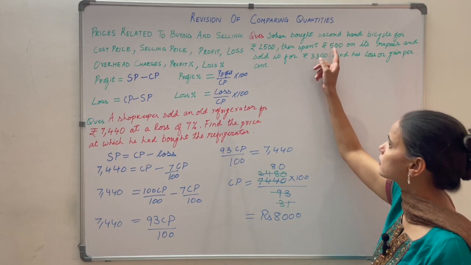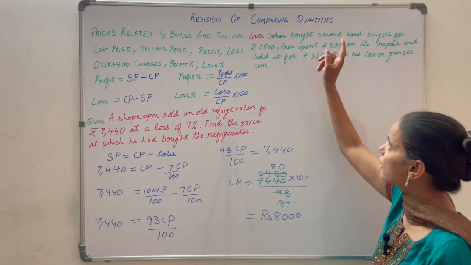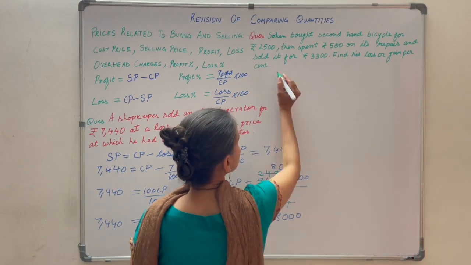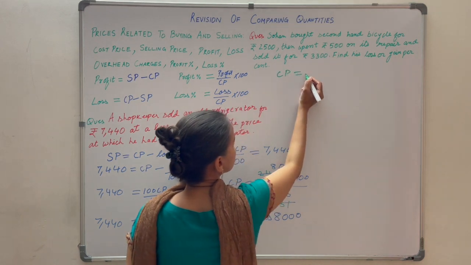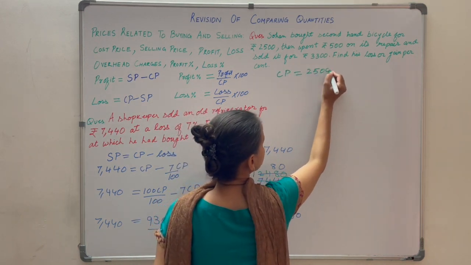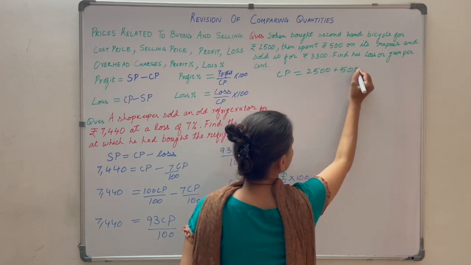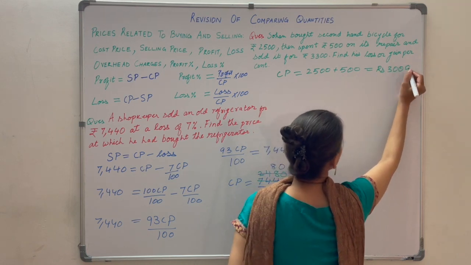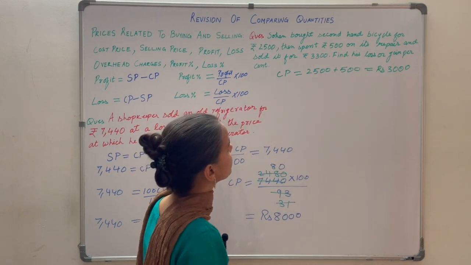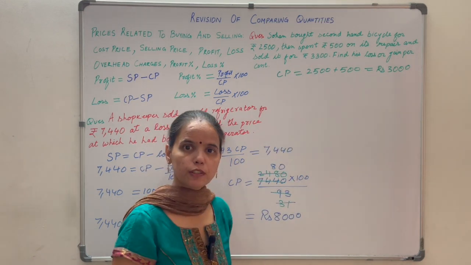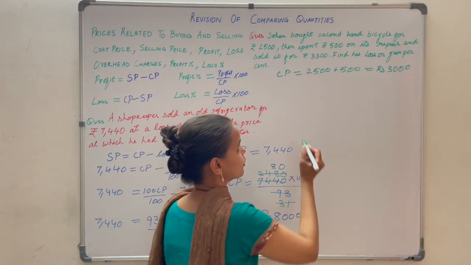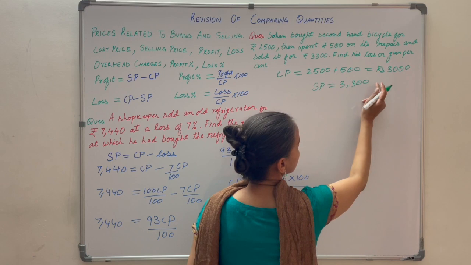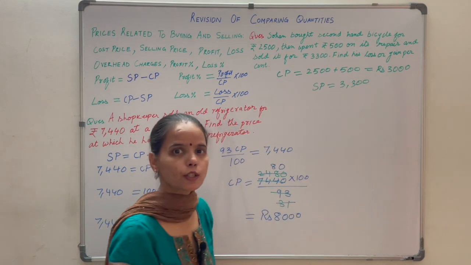So this 500 is the overhead charges that will be added in the cost price. So the cost price of the bicycle is 2,500 plus 500. So that is rupees 3,000 is the cost price of the bicycle. Now it says it is sold at rupees 3,300. That means the selling price is given to you. So the selling price here is 3,300. So you can clearly see the selling price is more than the cost price.